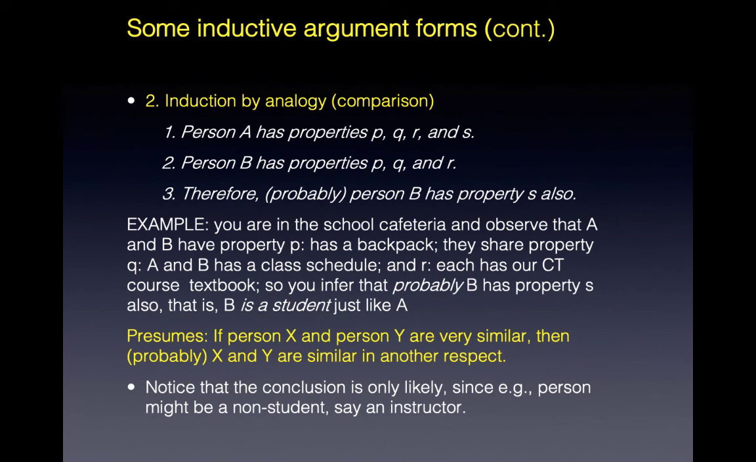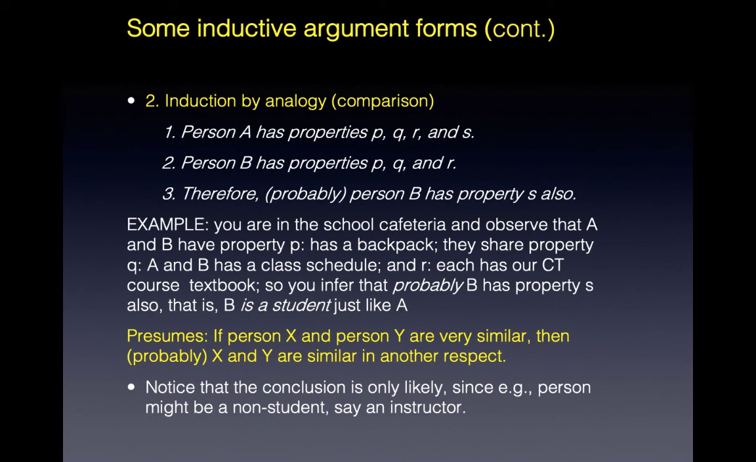Well, why would we do this? We think that the more similar they are, the more likely they have some other property in common. And that's going to be the often unstated but presumed piece of the argument that allows us to say the conclusion follows probably.